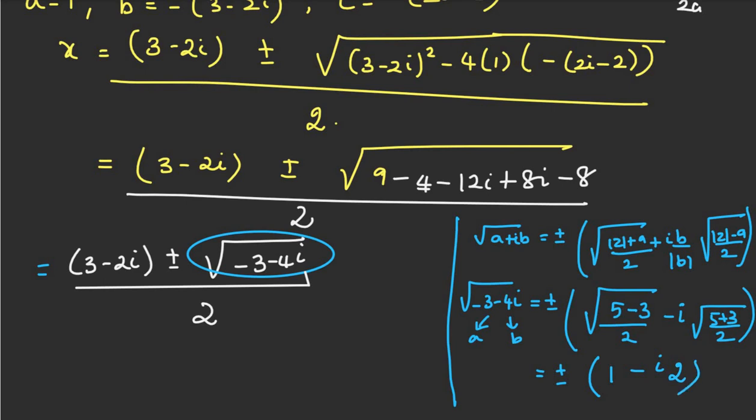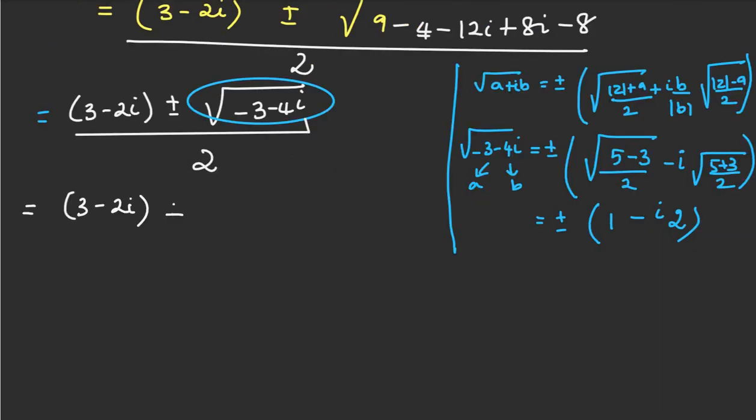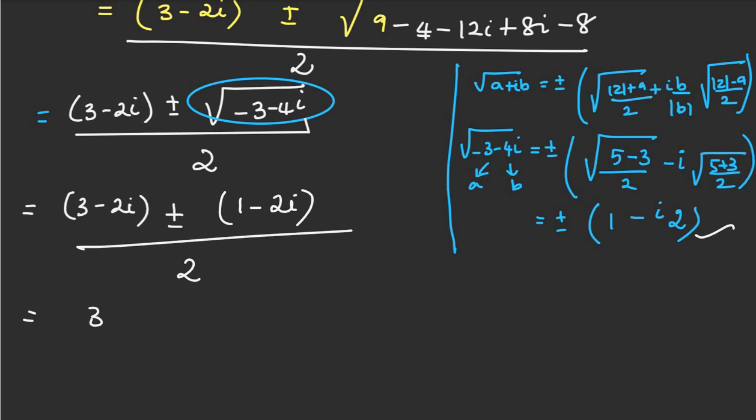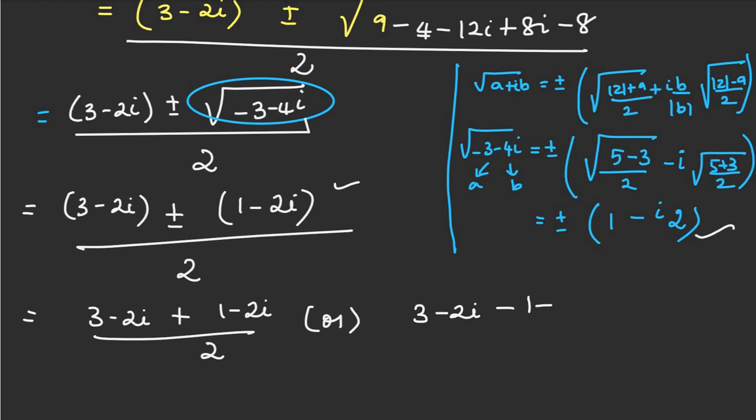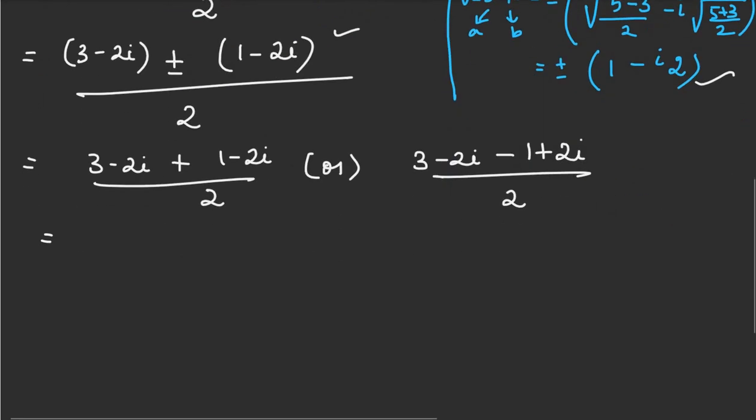So I can write this number as plus or minus (1 minus 2i) whole divided by 2, or this is equal to (3 minus 2i plus 1 minus 2i) divided by 2, or the number can be written as (3 minus 2i minus of this term, so minus 1 plus 2i) divided by 2, or this gives me this is equal to (4 minus 4i) divided by 2.